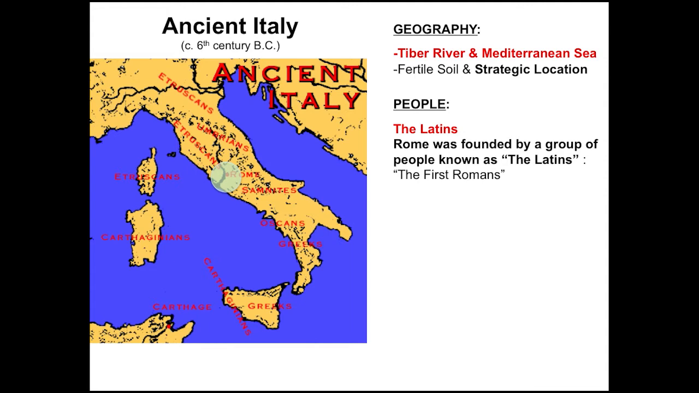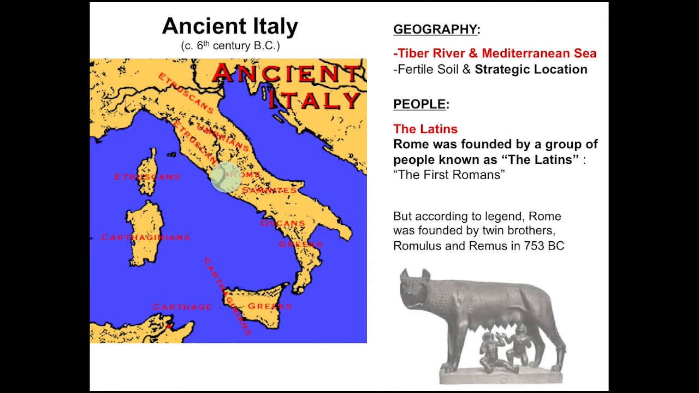Now, according to legend, and this is really weird, two brothers founded Rome. They were Romulus and Remus. And what was weird about Romulus and Remus is that they were abandoned by their mother. And they were raised instead by a wolf, a she-wolf. Now this story, all of the Romans told, it was a story that was passed down through the 1,000+ years that Rome existed. And here is a clip that talks about that story of Romulus and Remus.